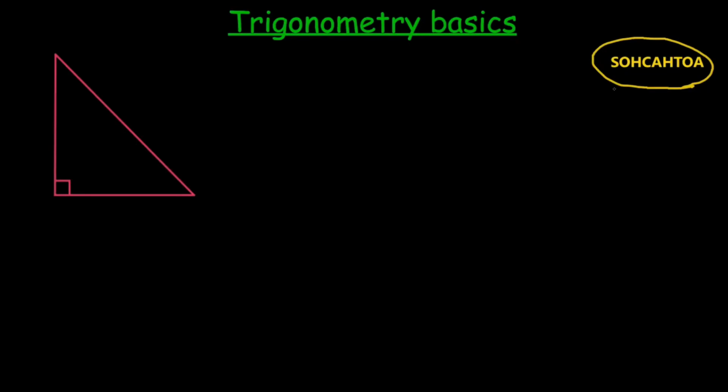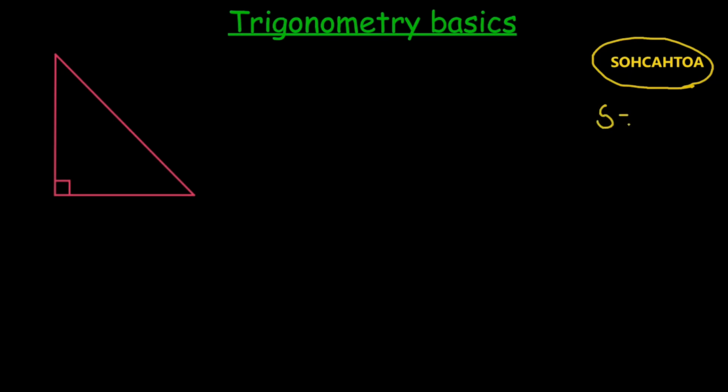Hello. If we have a right angle triangle and we know one of the acute angles and one of the side lengths, then we can calculate the other acute angle and the other two side lengths. We can do this using this mnemonic here. Now, before we start, this should be explained.